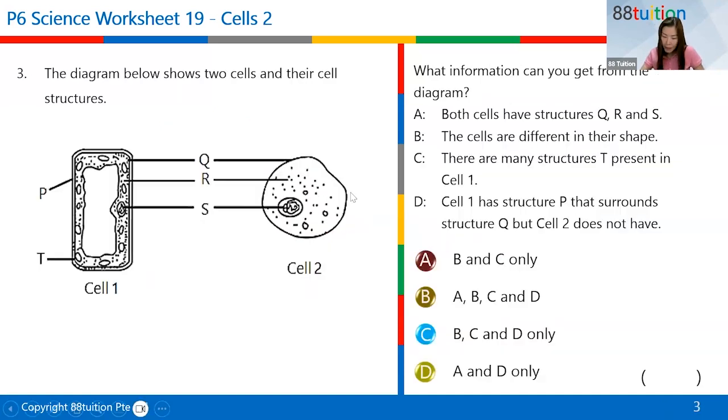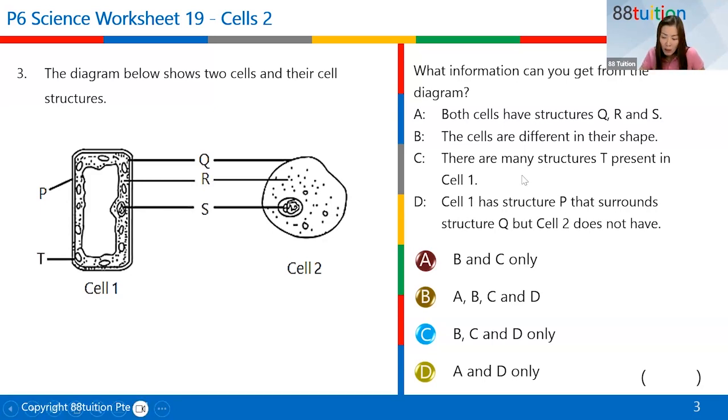Next, the diagram below shows two cells and their cell structures. What information can you get from the diagram? Both cells have structures Q, R, and S. The cells are different in their shape. There are many structures T present in cell 1. Cell 1 has structure P that surrounds structure Q, but cell 2 does not have. Do you agree all of these statements are correct?